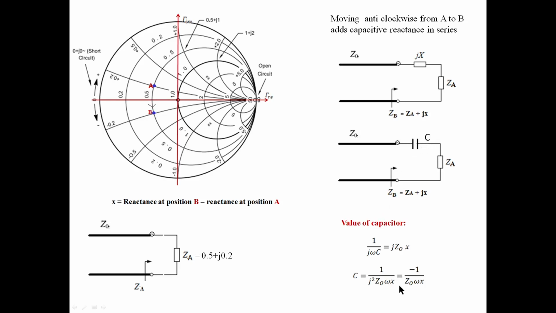That you can find out using this equation. That is the x value you have to find out. What is the x value? How to find that out? You take the final value of reactance and the initial value of reactance. Okay, you subtract the initial value of reactance from the final value of reactance.